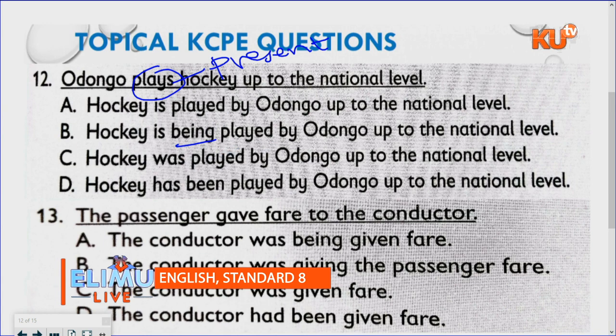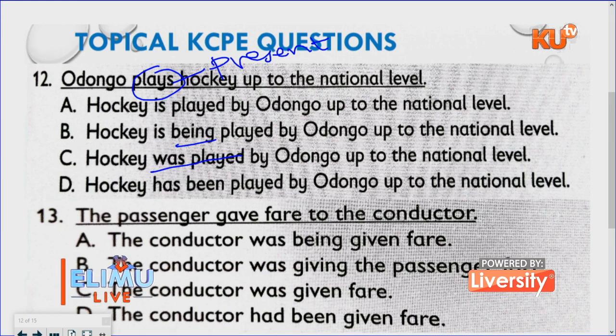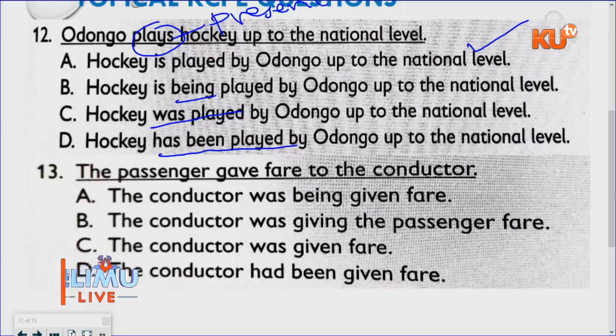Hockey was played by Odongo, was played, that is in past, simple past tense. Hockey has been played, past perfect. It's not correct. So our correct answer there is hockey is played by Odongo up to the national level. So that is correct. It is a question that was set in the KCPE exam.